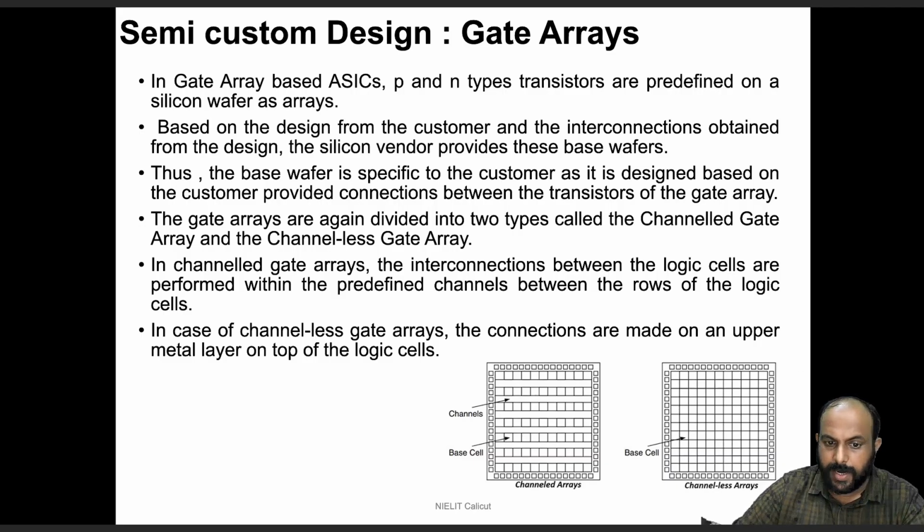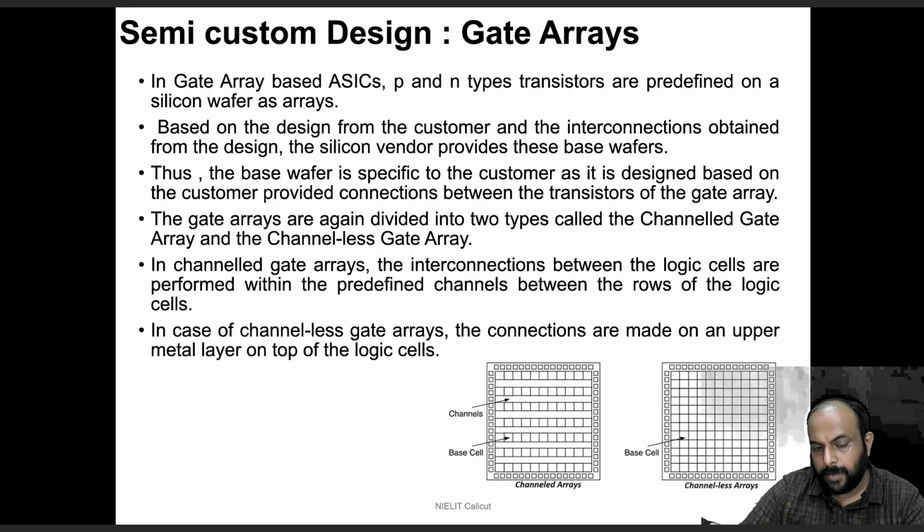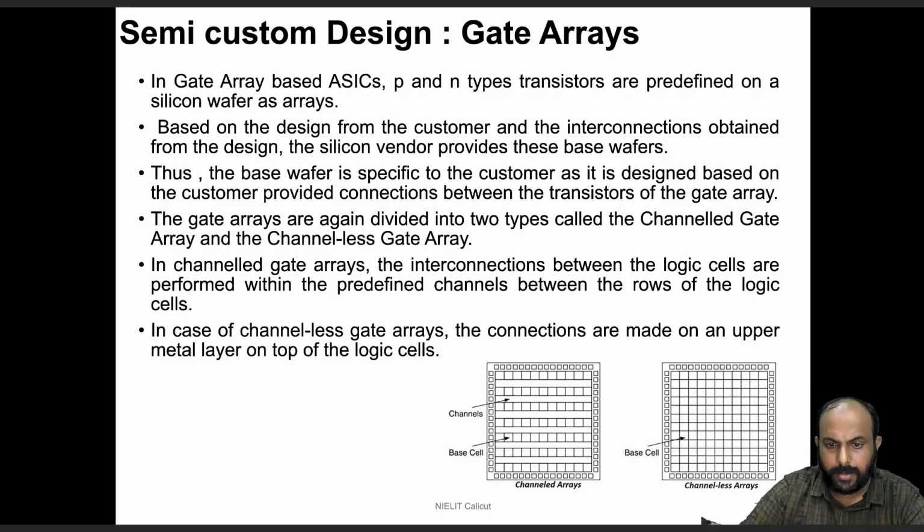In the case of channel-less gate arrays, the connections are made on one more upper metal layer on top of the logic cell. So this forms one layer. On top of that, there can be an upper metal layer which is responsible for establishing connections between the logic cells in the case of a channel-less array. So that's the difference between these two types of gate arrays in semiconductor design.